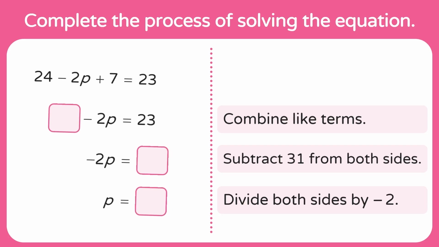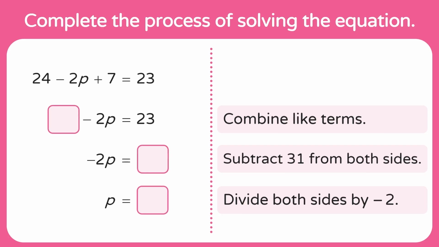We have equations on the left, and we have the steps that we took to get those equations on the right. In this example, we have 3 blanks to fill in. The first blank is in the second equation. Blank minus 2p equals 23. On the right, combine like terms tells us what was done to get this equation. So, we need to combine like terms on the left side.